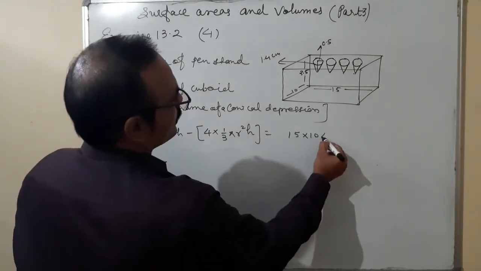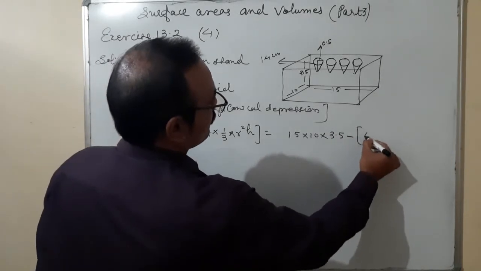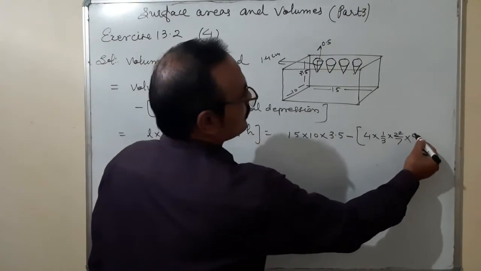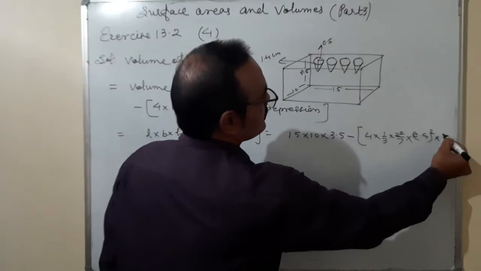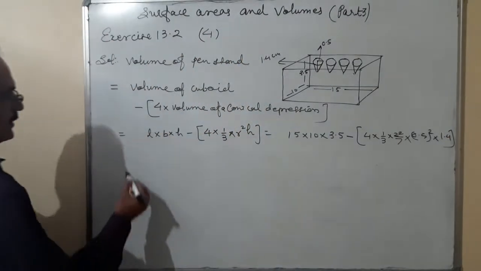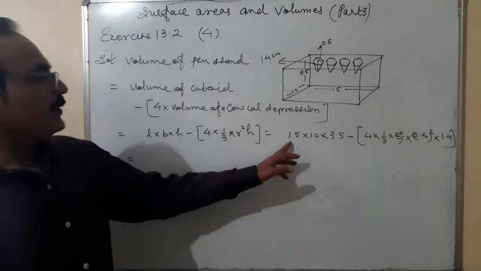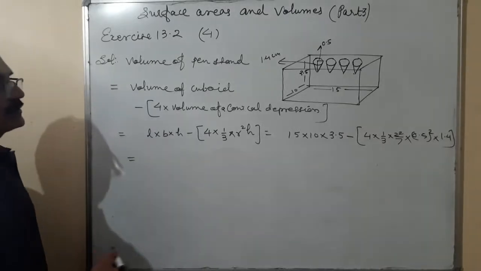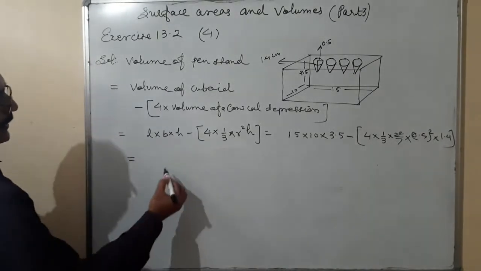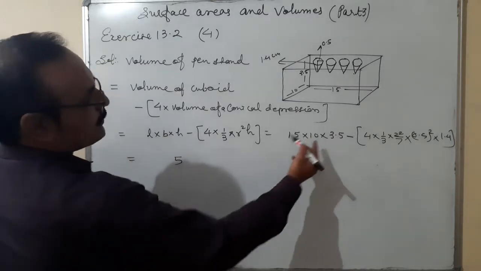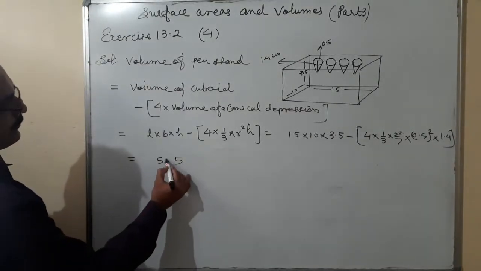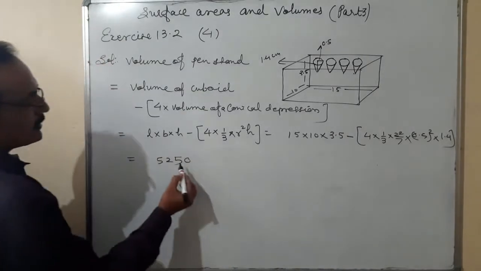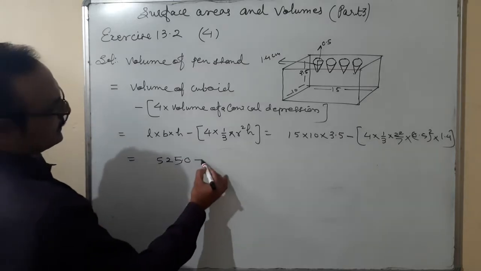L into B into H is 15 into 10 into 3.5, minus 4 multiplied by 1 upon 3 pi r square, with 0.5 square into H as 1.4. So calculate it. 15 times 10 is 150, multiplied by 35. 15 5 75, 15 3 45, 45 7 52. 525, with 1 zero and a decimal after one number, so 525 minus.